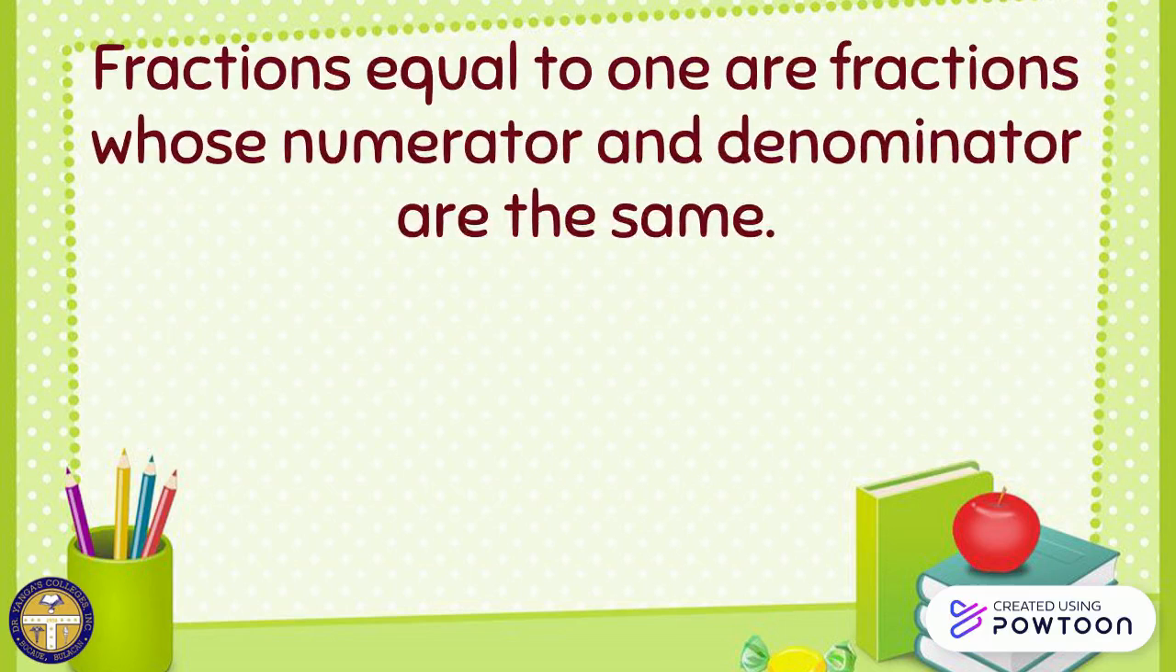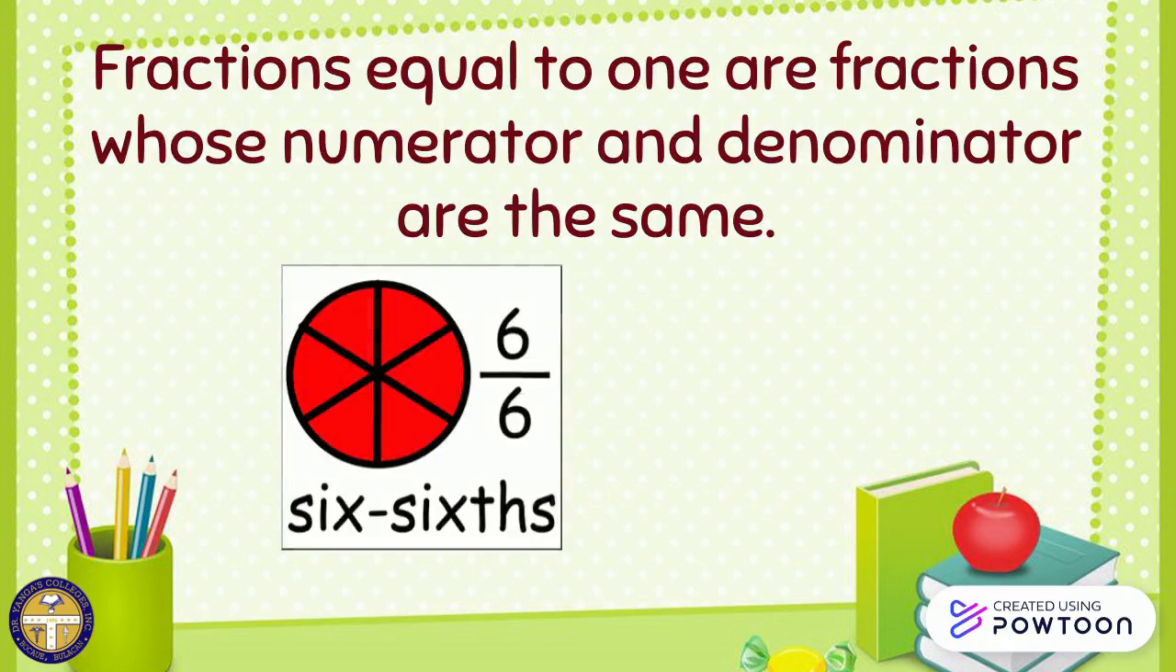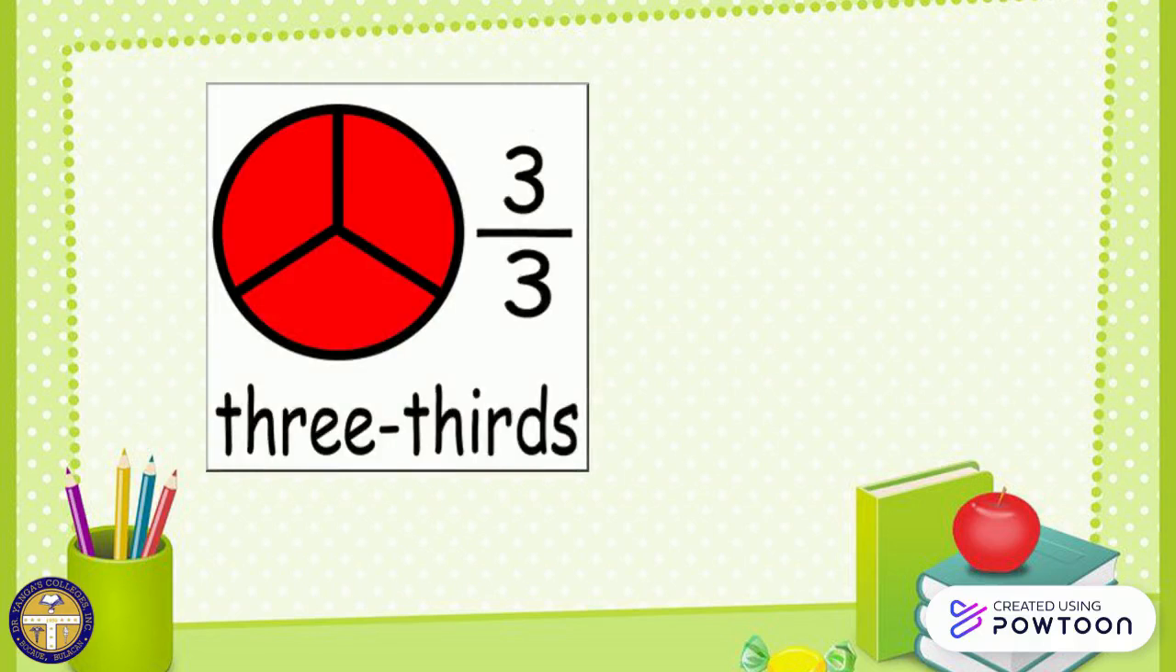Fractions equal to 1 are fractions whose numerator and denominator are the same. For example, we have 6/6. When we say the same numerator and denominator, this is also equal to 1. Another example is 3/3. They have the same numerator and denominator, so this is also equal to 1. And it is also called an improper fraction.